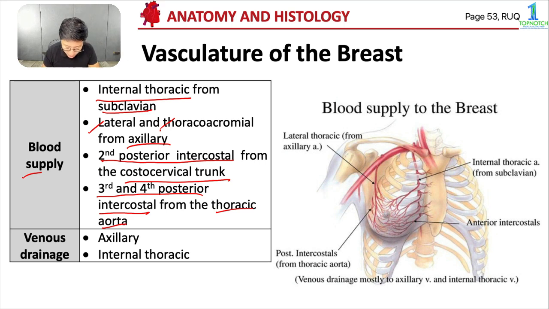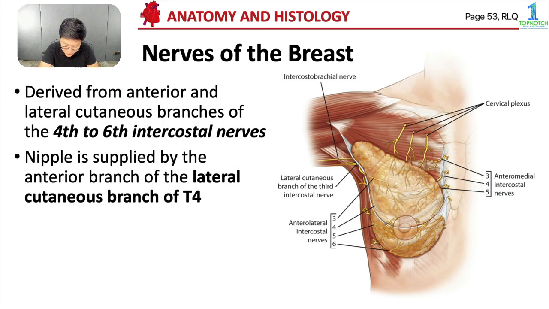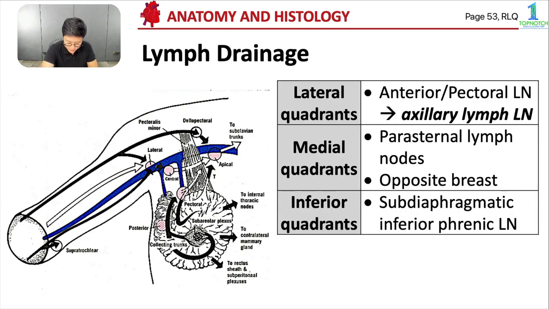Your venous drainage is into the axillary vein and the internal thoracic vein. For the nerves of the breast, these are derived from the anterior and lateral cutaneous branches of your fourth to sixth intercostal nerves. And the nipple is supplied by the anterior branch of the lateral cutaneous branch of T4.